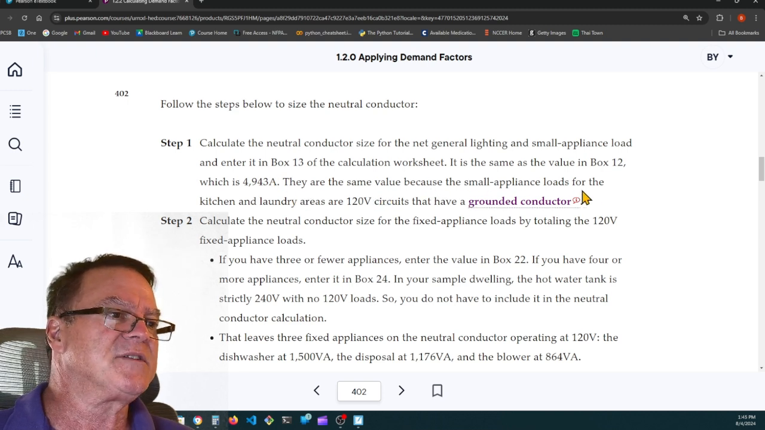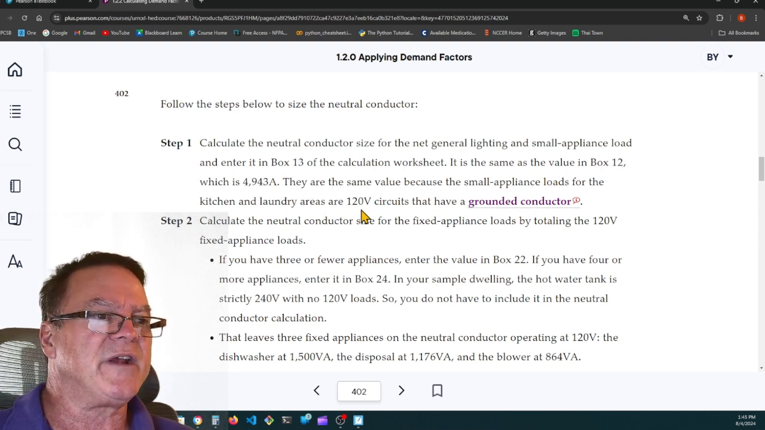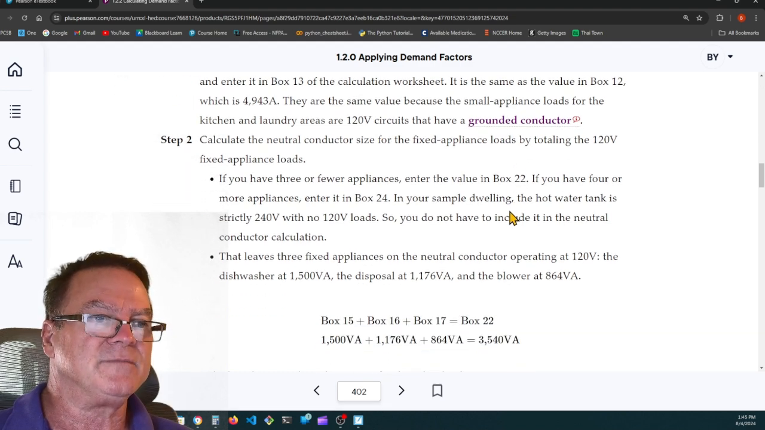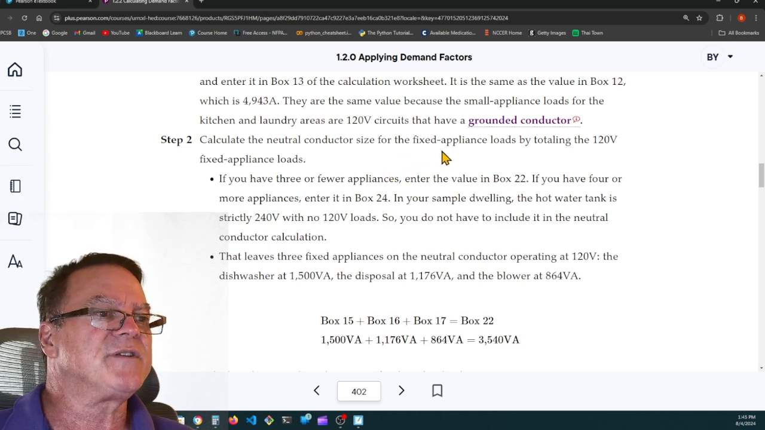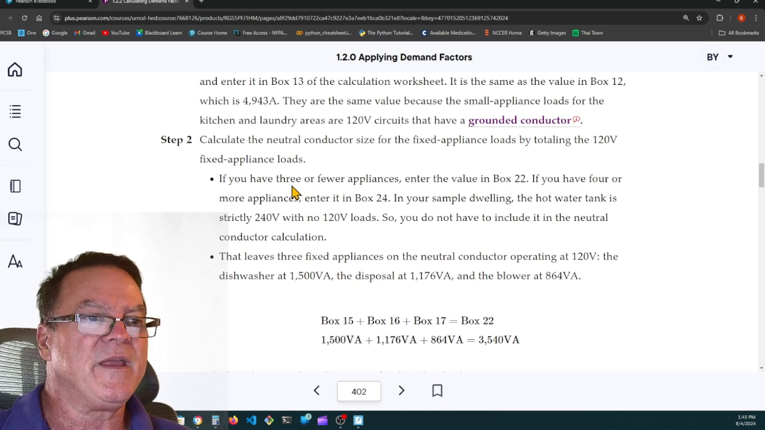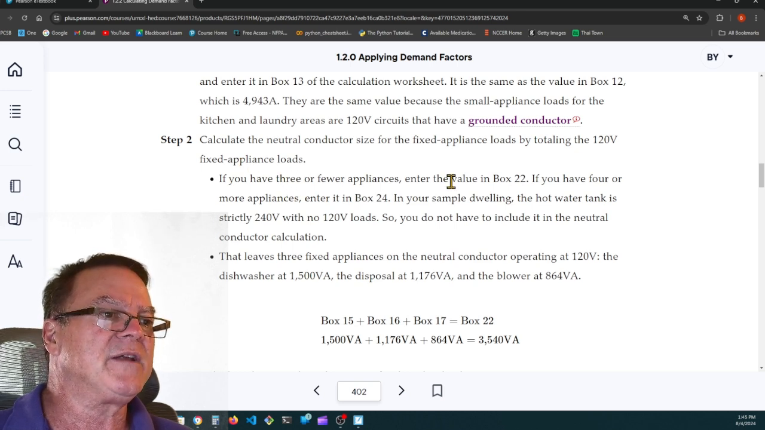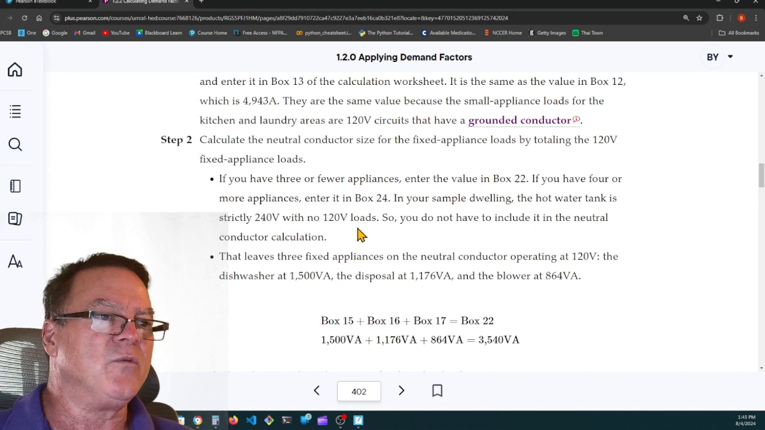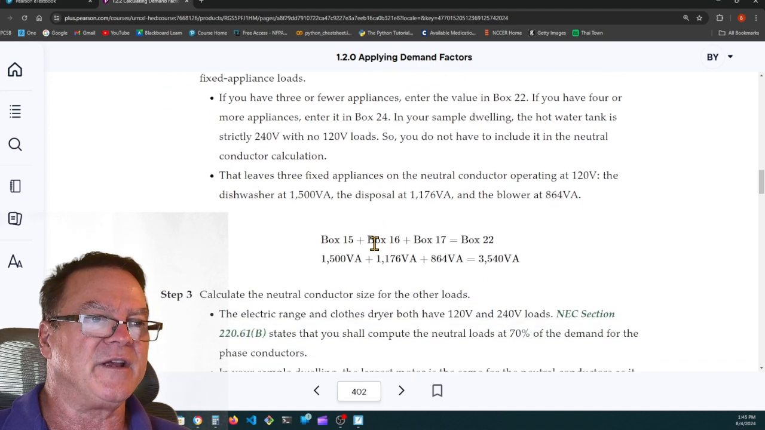They're the same value because the small appliance loads for the kitchen and laundry area are 120-volt circuits that have a grounded conductor, which is the neutral. Calculate the neutral conductor size for the fixed appliance loads by totaling the 120-volt fixed appliance loads. If you have 3 or fewer appliances, enter the value in box 22. If you have 4 or more appliances, enter it in box 24. In your sample dwelling, the hot water tank is strictly 240 with no 120-volt load, so you do not have to include it in the neutral conductor calculation.